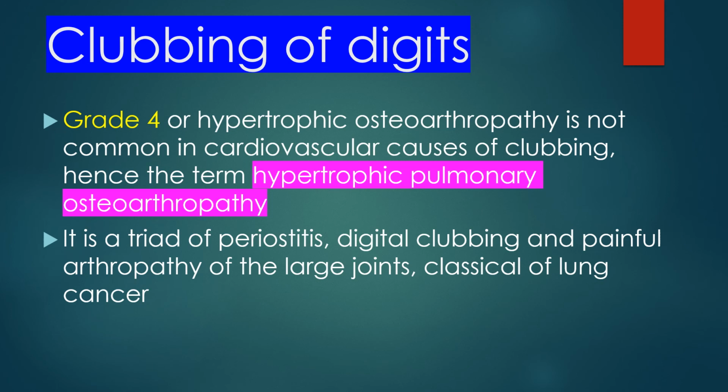Grade 4, or hypertrophic osteoarthropathy, is not common in cardiovascular causes of clubbing, hence the term hypertrophic pulmonary osteoarthropathy. It is a triad of periostitis, digital clubbing, and painful arthropathy of the large joints, and is classical of lung cancer.